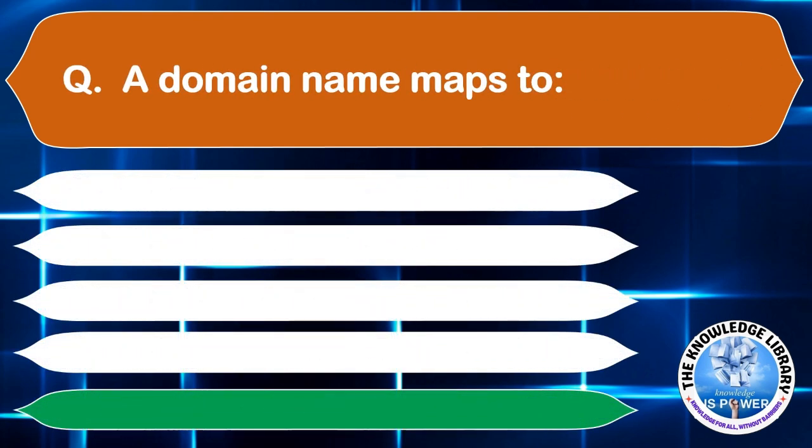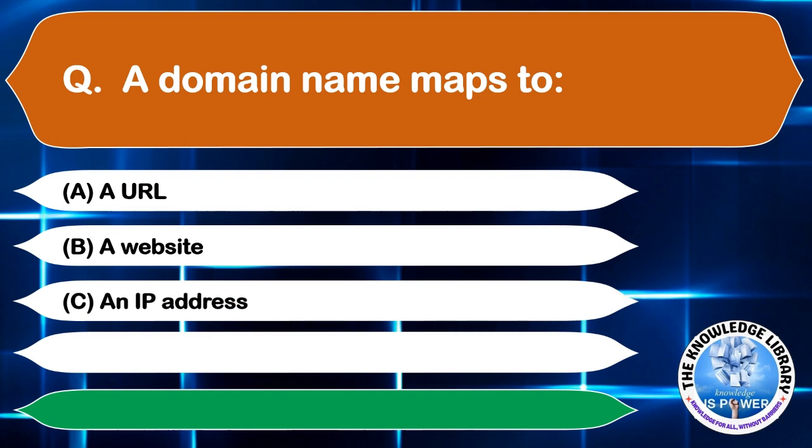The next question is, a domain name maps to option A, a URL, option B, a website, option C, an IP address, option D, all of these. The correct answer is option B, a website.